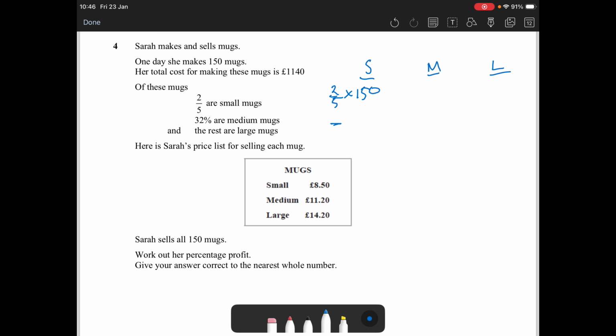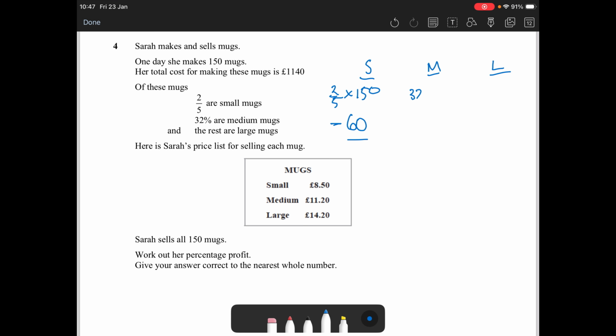That is, again, you can multiply the fraction by the whole number. That works. Or you can do 150 divided by 5 times 2. Both are going to give you 60 mugs. So 60 are small. We'll do something similar for medium.